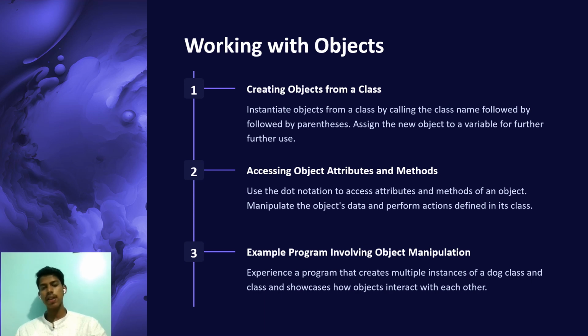Second is accessing object attributes and methods. Use dot notation to access attributes and methods of an object, manipulate the object's data, and perform actions defined in its class. And the third is an example program involving object manipulation. Experience a program that creates multiple instances of classes and showcases how objects interact with each other.